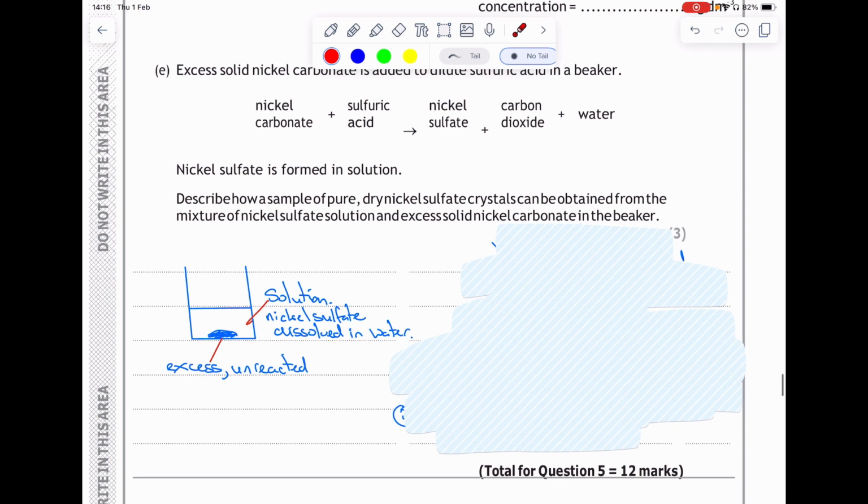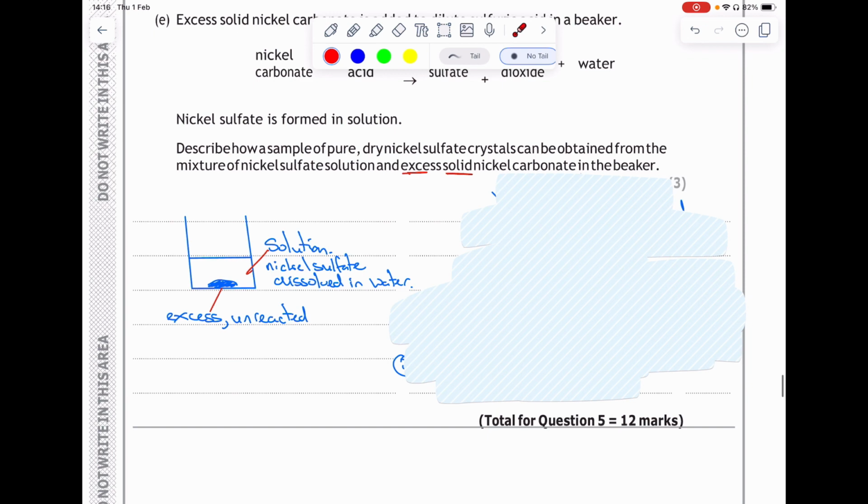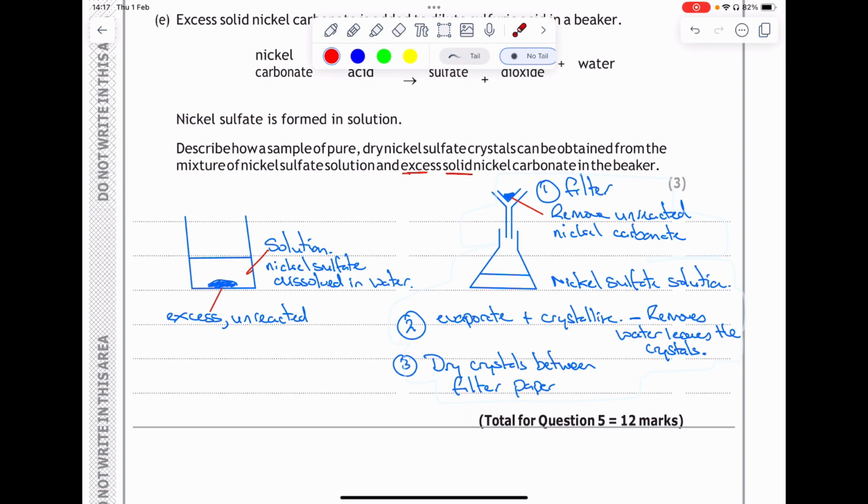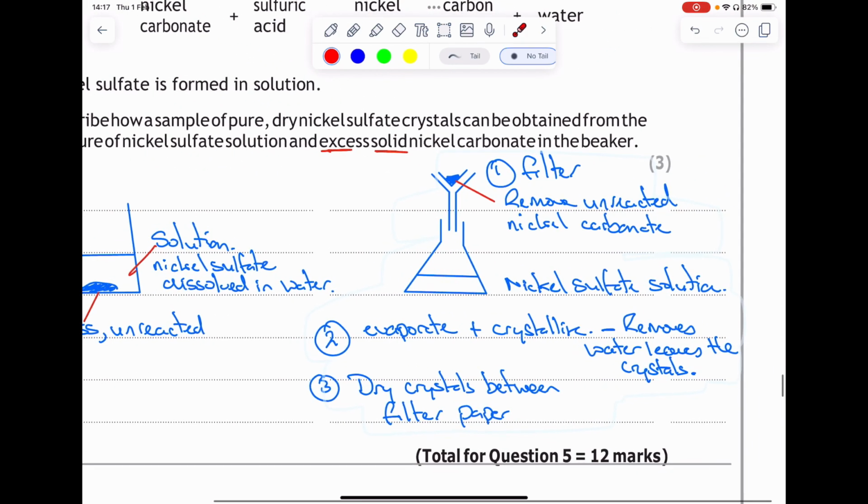So there's a couple of things here they've done to help us. They're telling me that we've got excess of this solid material inside the solution. So visually, when I think about this, this is what I've got in my mind. I've got my solution, which is nickel sulfate, and then here is my excess, the unreacted nickel carbonate. So if I'm going to remove something that is insoluble, because this is just sitting there, it's not reacted, it's insoluble, then the method I would use initially is I would filter. So let me take you through the different stages. We'll zoom in a little bit.